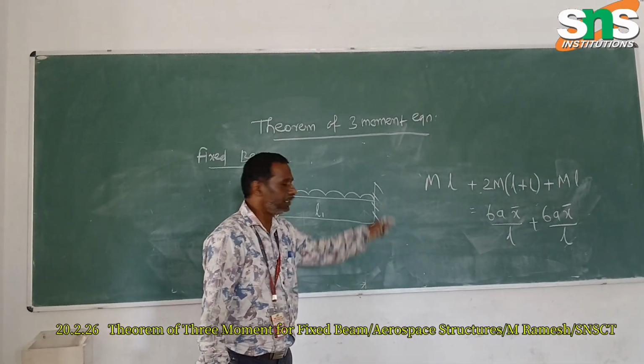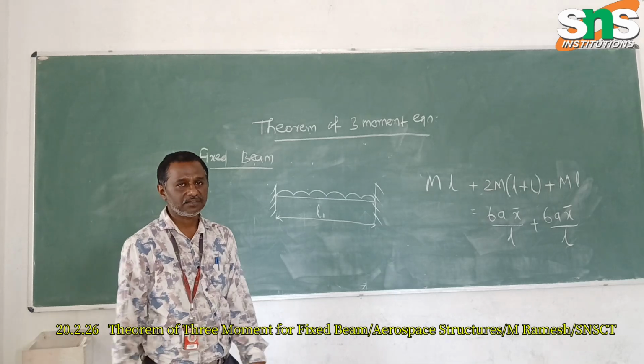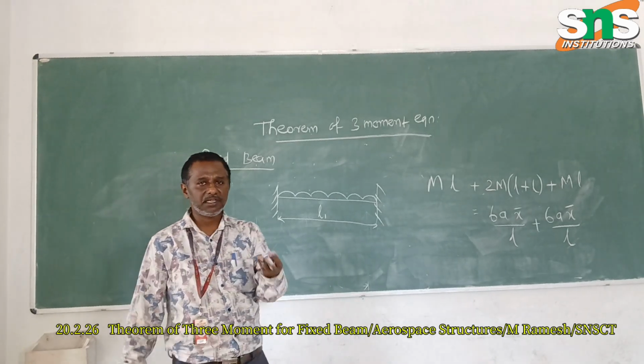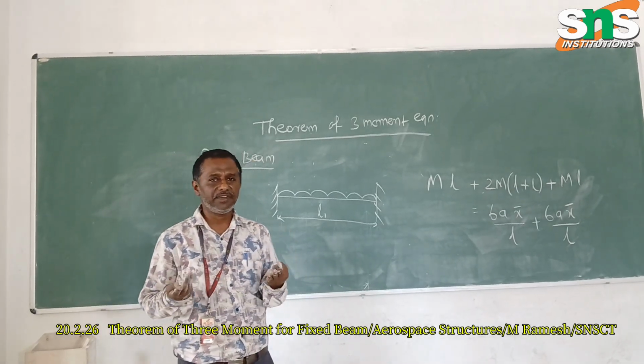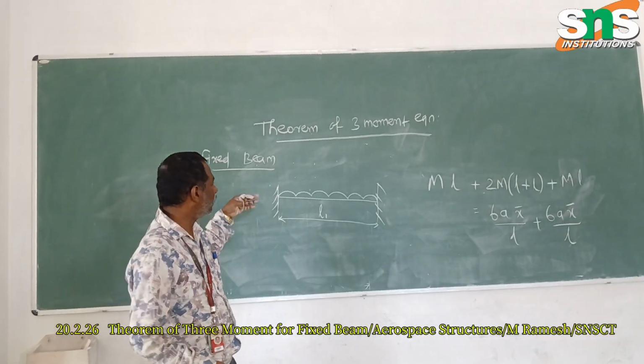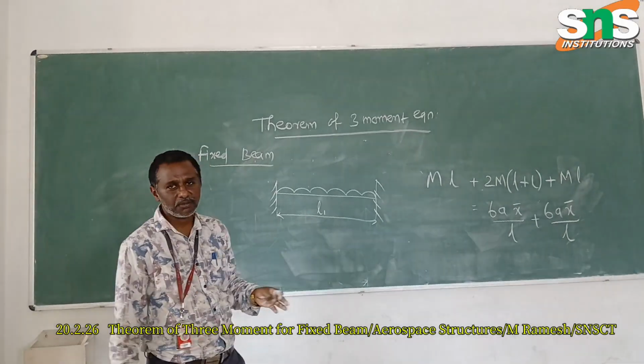Here also we have three unknown supporting reactions at each end. Totally six unknowns are there, but by having three equations we can find all the unknowns. So we are going for another approach called the theorem of three moment equation.